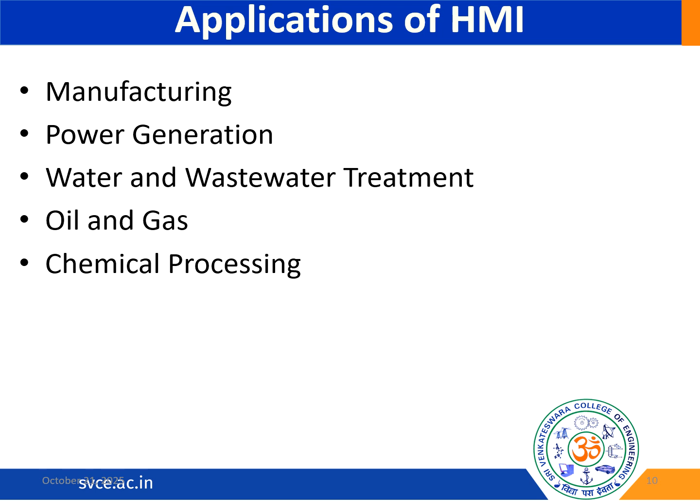HMIs are used in oil and gas production and refining to control and monitor processes such as drilling, pumping, and refining. Next we have chemical processing. HMI is used in chemical processing plants to control and monitor processes such as mixing, reaction, and distillation. So these are all the applications here.